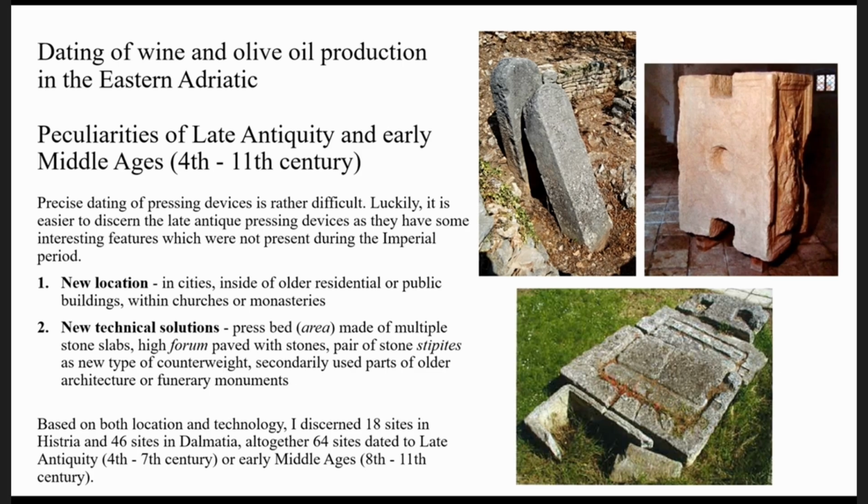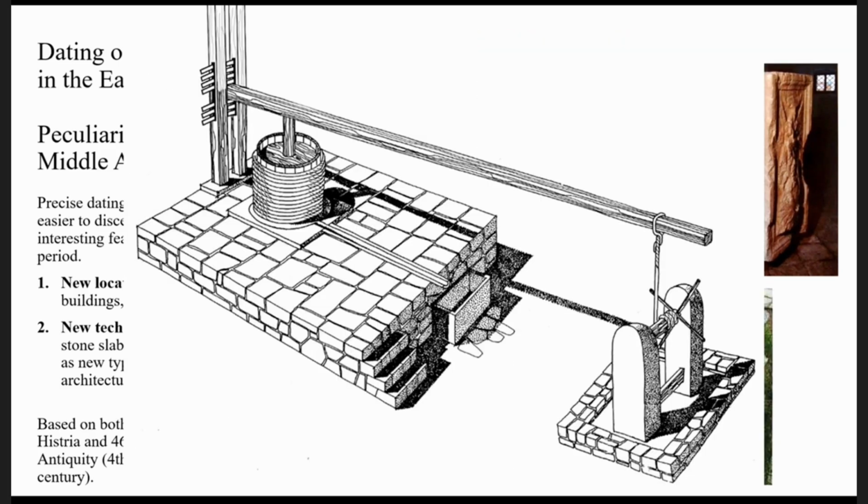So based on the location and the technology, I was able to discern altogether 64 sites dated to late antiquity or the early Middle Ages, which is quite a large number. If you remember, the exact number is 236 sites. And from this number, 64 can be dated to late antiquity.